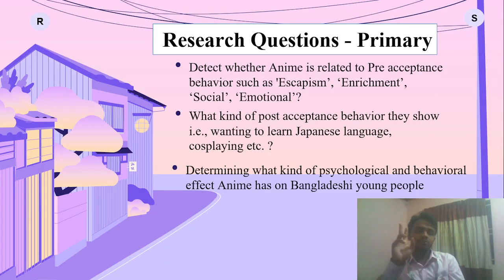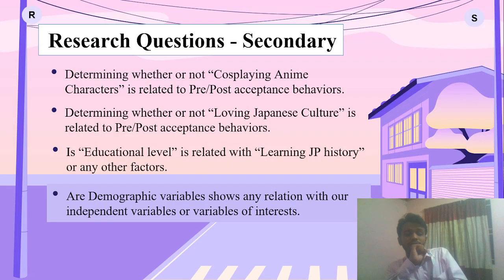Now, we have two categories of research questions, as you can see in my overview. The first research question is the primary one. It is our main focus, our main study. It asks whether anime is related to pre-acceptance behaviors such as escapism, enrichment, and social and emotional behaviors, and post-acceptance behavior like learning Japanese language, cosplaying, buying anime merchandise, and etc. And these two can be combined to see what kind of psychological and behavioral effect watching anime has on Bangladeshi young people.